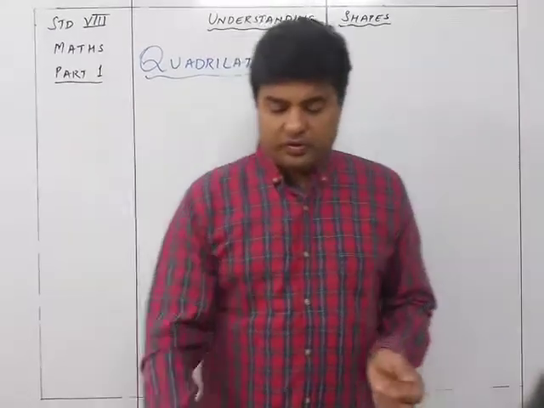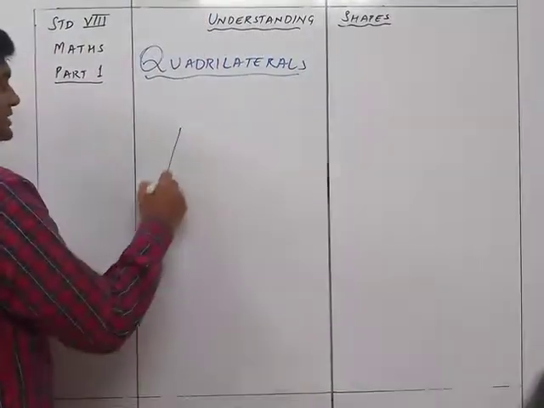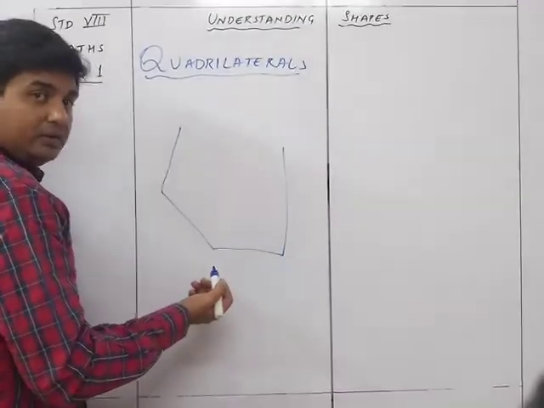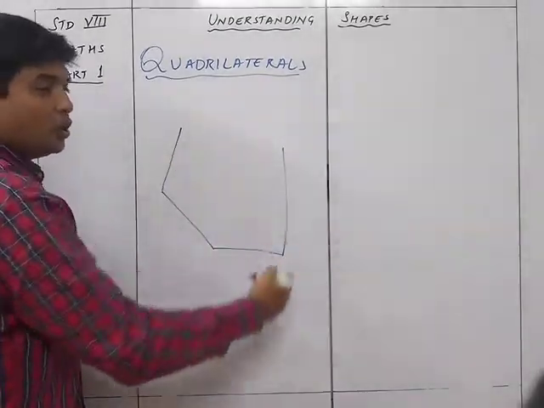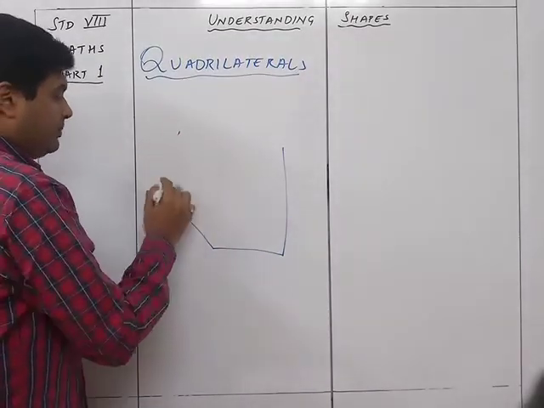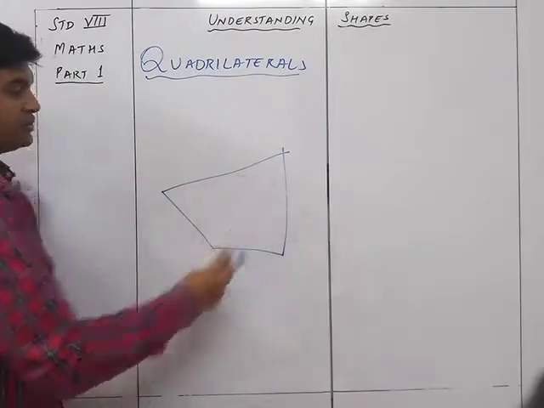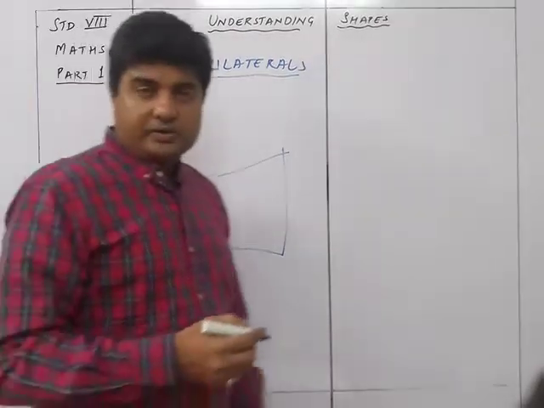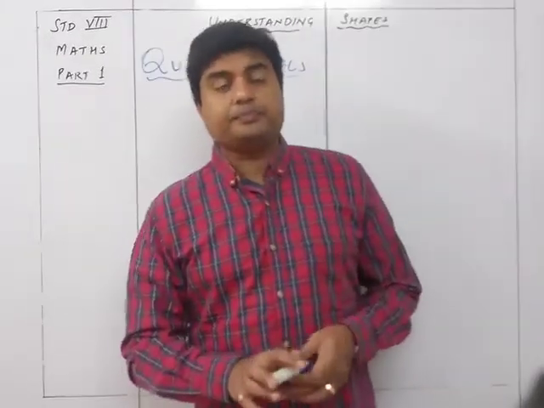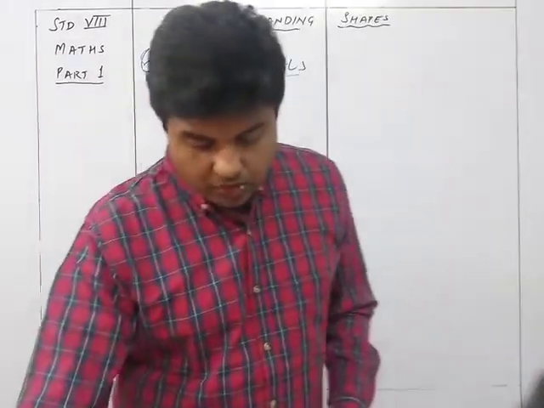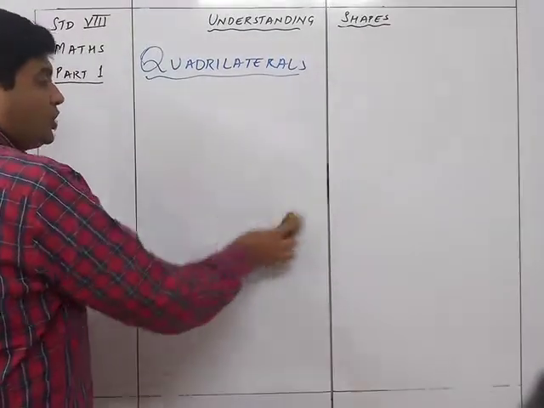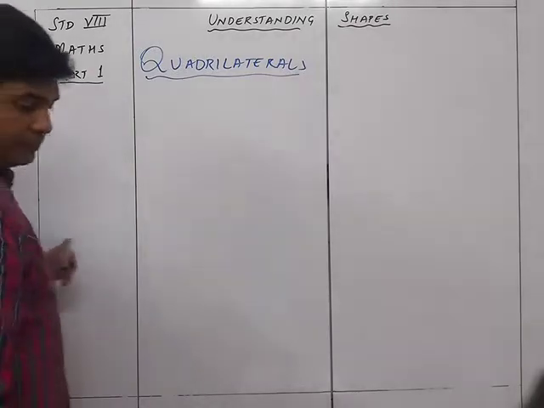Now what is a closed figure? If at all I say it is one side, two side, three side, four sides, is it a quadrilateral? No, it's not a quadrilateral because it's not a closed figure, it's an open figure. If this would become like this, then it becomes a four-sided closed figure, and then this is a quadrilateral. So a four-sided polygon or a four-sided closed figure is called a quadrilateral.